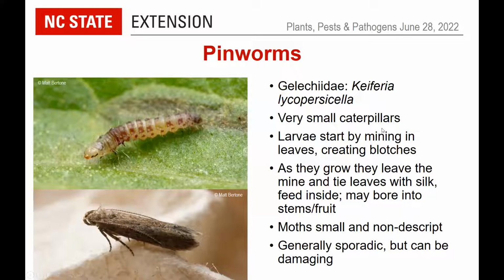The larvae start by mining in leaves, and I'll show you that in a second, and they create blotches. And as they grow, they leave the mine and then tie the leaves with silk to feed inside. They may even bore into the stems and fruit. The moths are very small and nondescript. I don't know how often you'd actually see them around, but they are only about a quarter, third of an inch long, very tiny. Generally sporadic, but can be damaging.